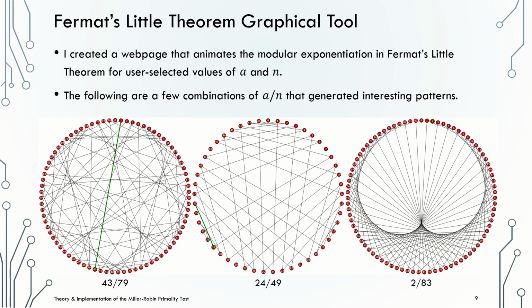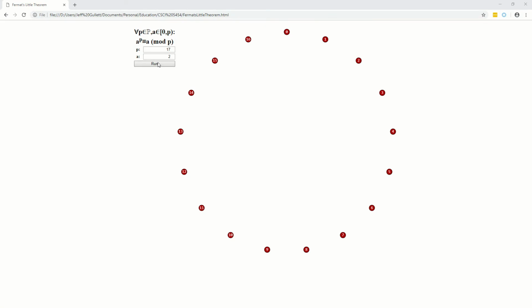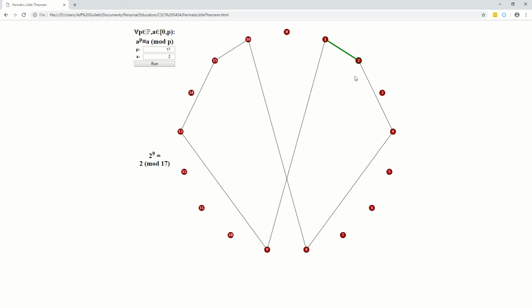So I have created this tool that is a web page where it graphically shows you what happens as you exponentiate a to the power p. As you can see here, you're going from a to the first to a to the p, which is p minus 1 steps. And in p minus 1 steps, if you get back to your original a, then a is a strong liar for the primality of p.